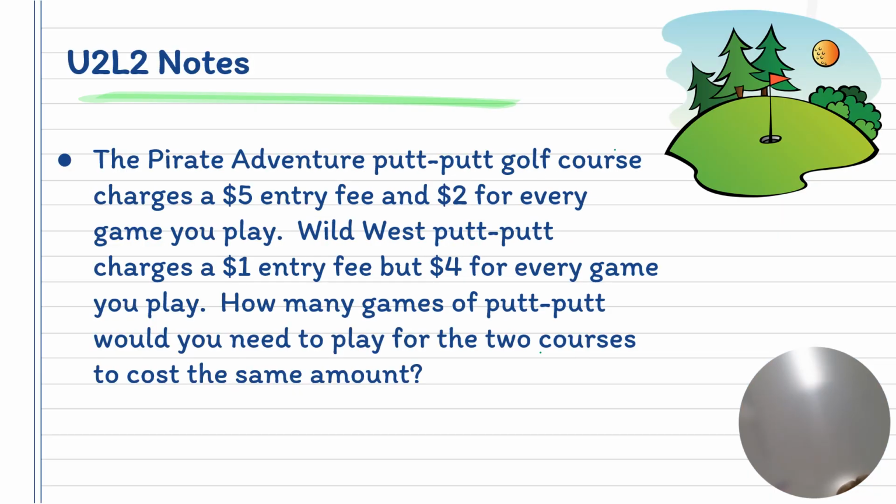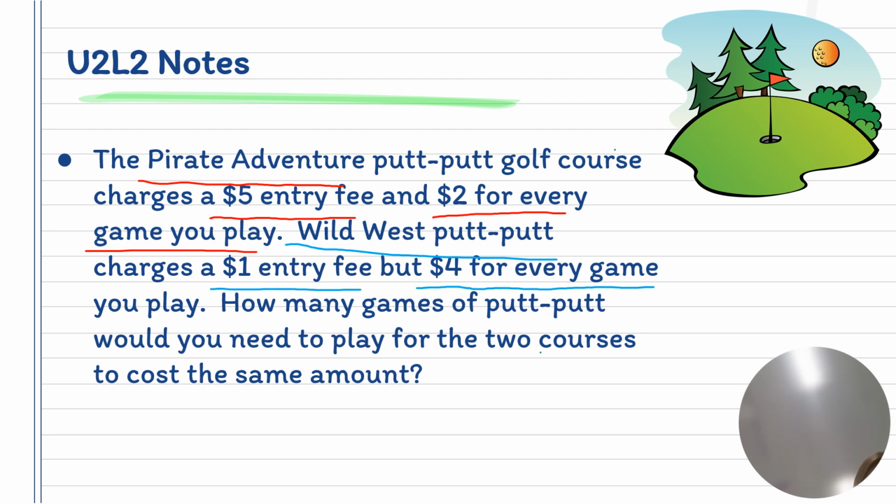So to start us off, we have a word problem comparing two putt-putt golf courses. Our Pirate Adventure, we'll use in red here, charges $5 entry fee and $2 for every game that you play. The Wild Wild West putt-putt charges $1 entry fee and $4 for every game that you play. So we want to know how many games of putt-putt would you need to play for the two courses to cost the same. So let's start writing some equations.